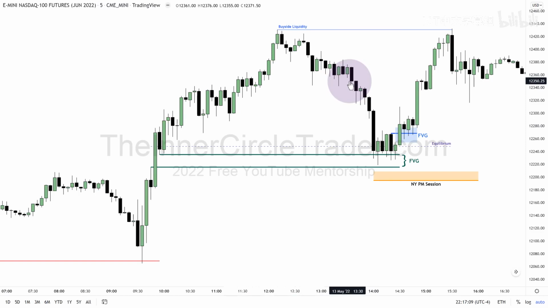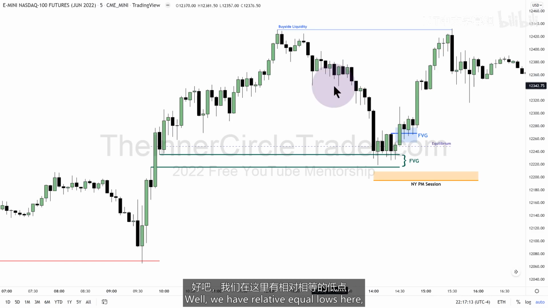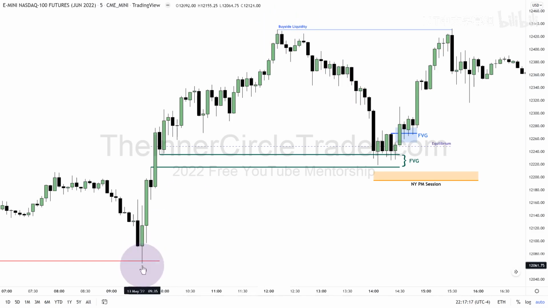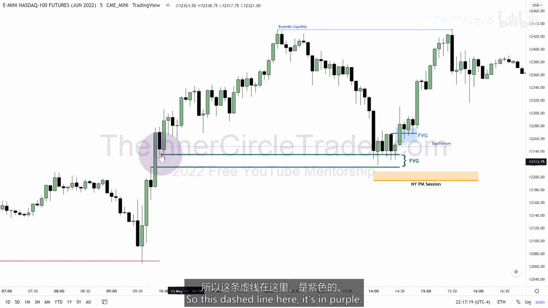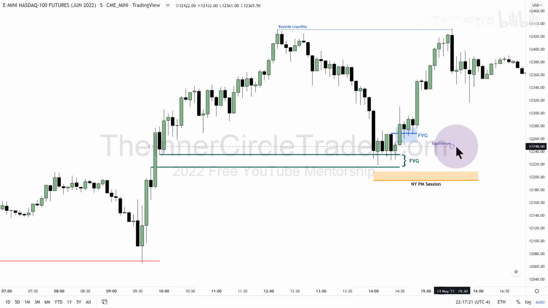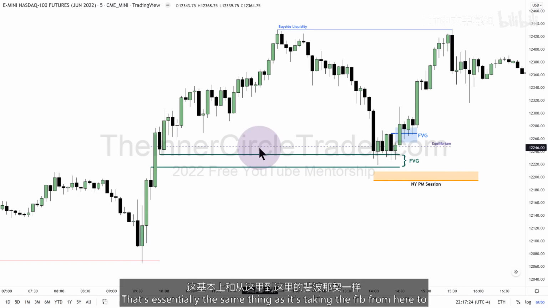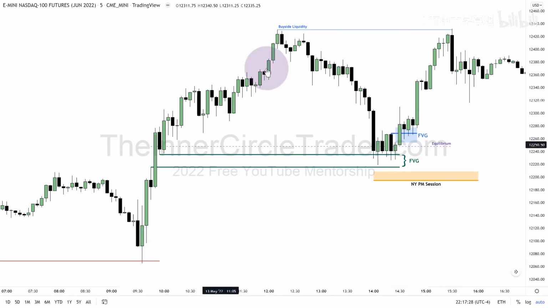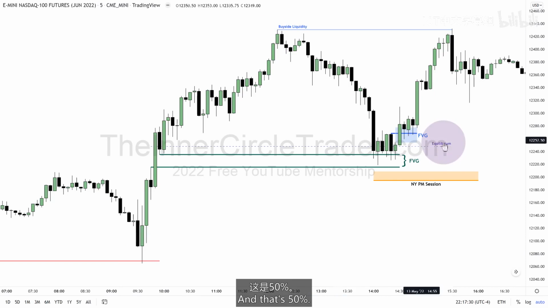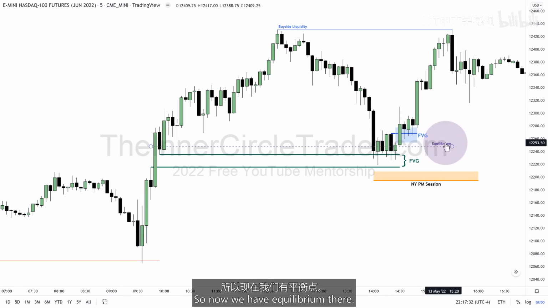If it's going to continue higher, what's it likely to do? Seek sell side. So where's sell side? Well, we have relative equal lows here, but is that a discount from here to here? No. So this dashed line here that's in purple, I have that noted as equilibrium. That's essentially the same thing as taking the fib from here to here, and that's 50%. Okay, so now we have equilibrium there.